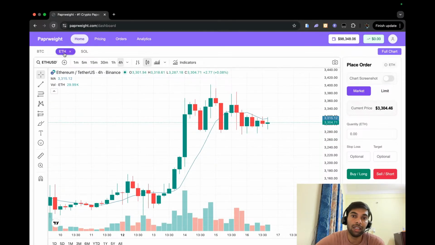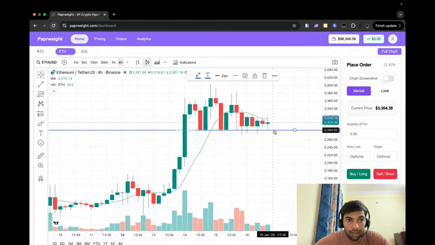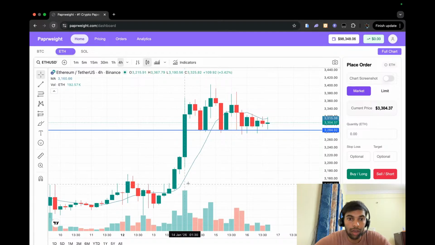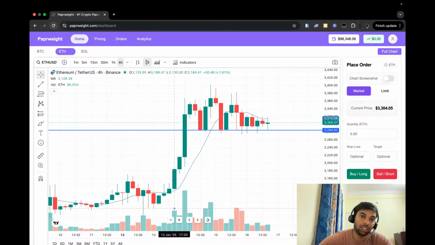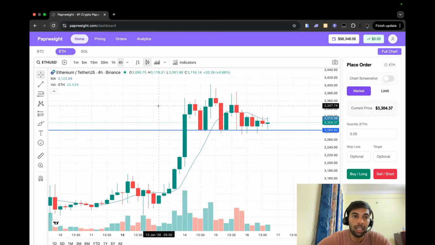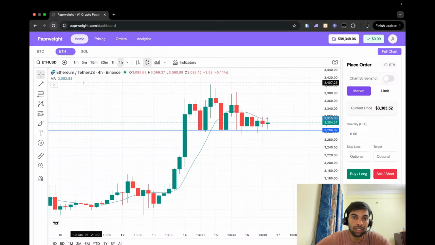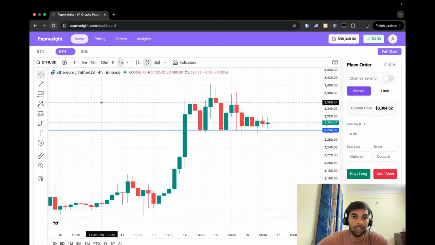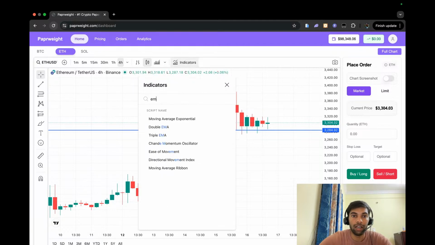Let's see what is happening at Ethereum. At Ethereum also, you can see that for the past couple of days it is in higher highs, so the long term direction is up. Let me delete this volume because this is really confusing, and let me add EMA as well.